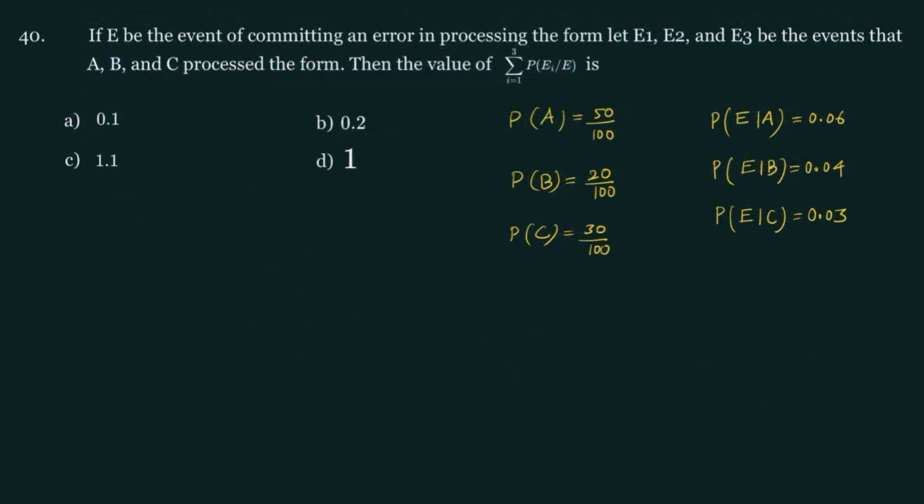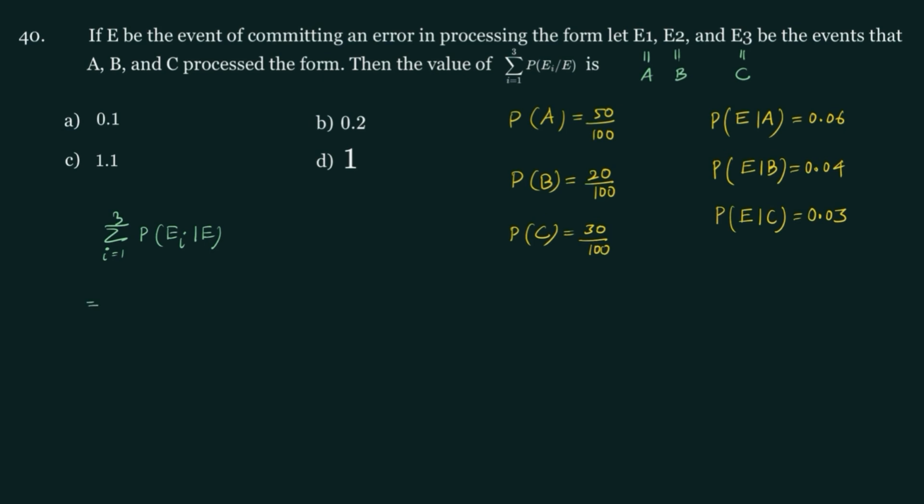The last question of this model set. If E be the event committing an error in processing the form, and let E1, E2 and E3 be the events that A, B and C process the form, then we need to find the value of this expression. Now here as you see, we have already supposed the events A, B and C, but here in the question they have written E1, E2 and E3. So note that this E1 is the event A, and E2 is the event B, and E3 is the event C. So now we need to find the value of summation of i equals 1 to 3 probability of Ei under the condition E.